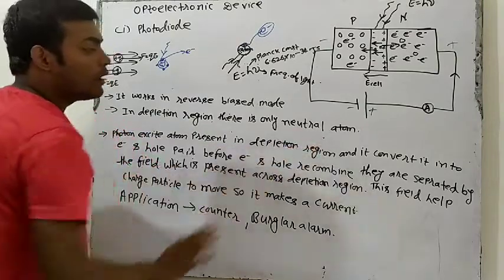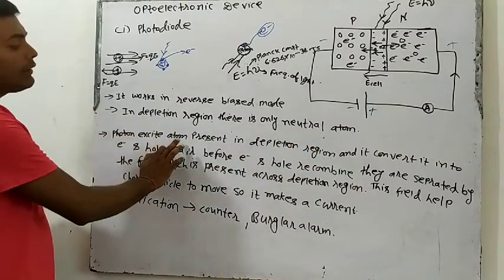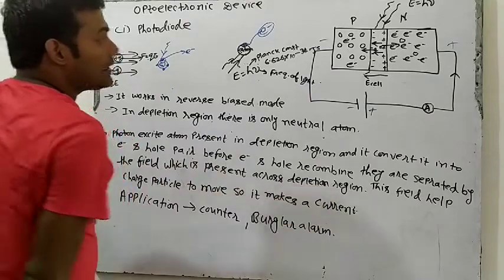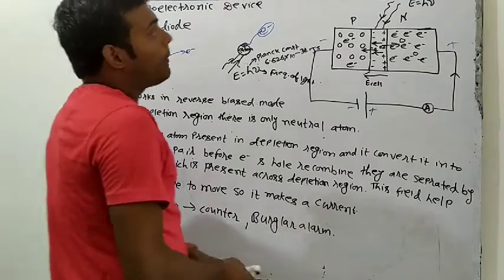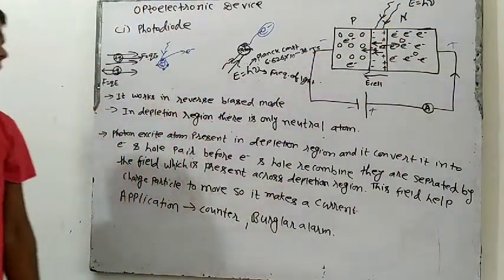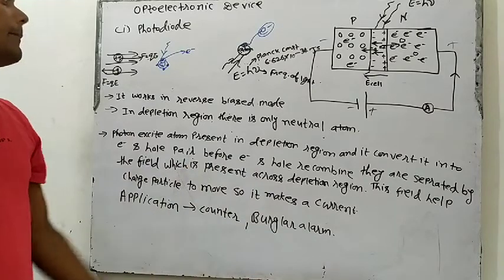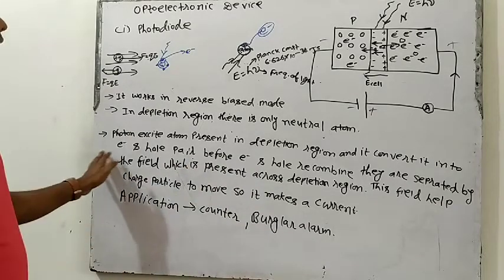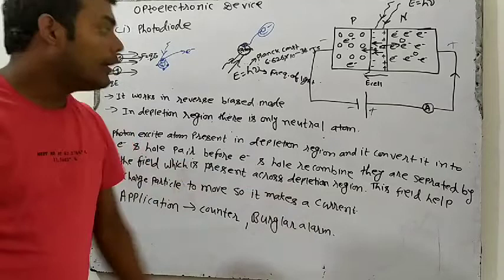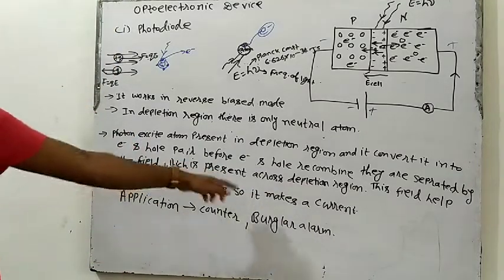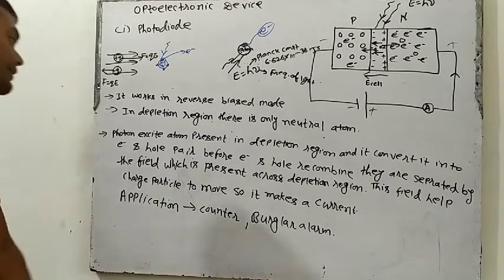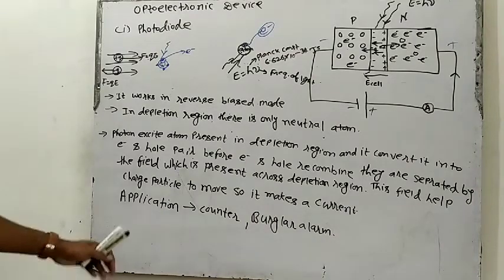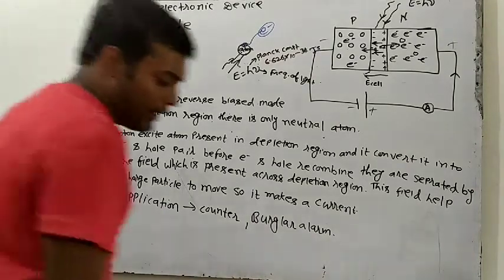In depletion region there is only neutral atom. Photon excites atom present in depletion region. Photon means, photon is actually what? Photon is a packet of energy, and that packet of energy is how much? E equal h nu. So photon excites atom present in depletion region, and it converts into electron hole pair. Before electron and hole recombine, they are separated by the field which is present across depletion region. This field helps charged particle to move, so it makes a current. So this is the principle of photodiode. I think it is clear. Now try to understand how it will work. What is the application of it?